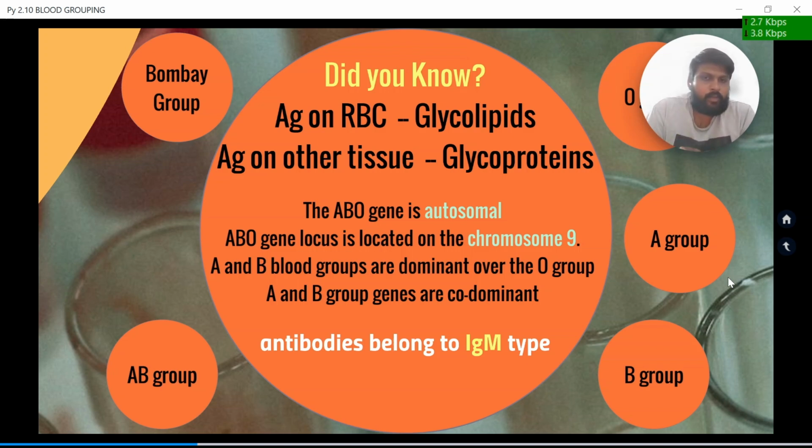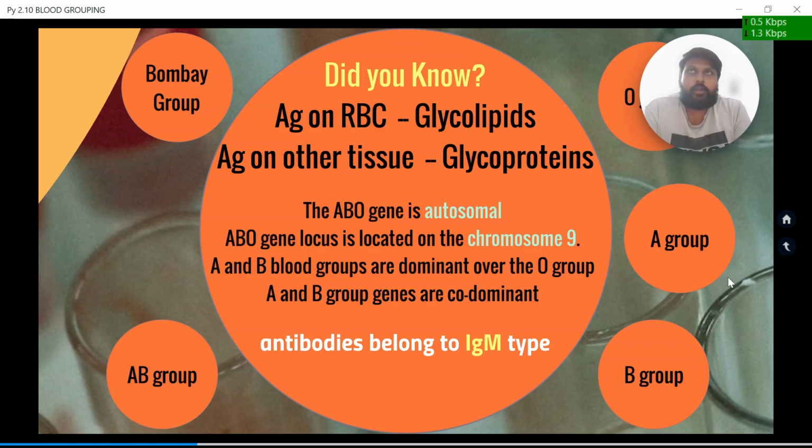A and B blood groups are dominant over O, which means that if you have an A allele and an O allele, there is a chance that the blood group is going to be A, because A is a very dominant allele over there. A and B genes are codominant in nature, and antibodies of this ABO blood group belong to the IgM type. This is very, very important.